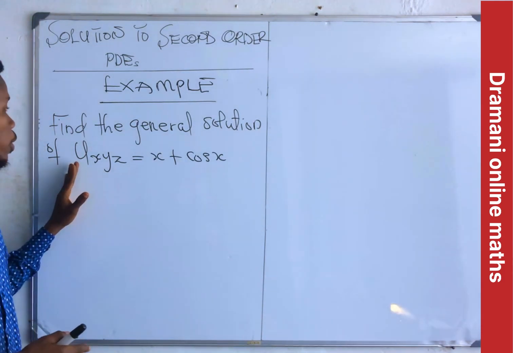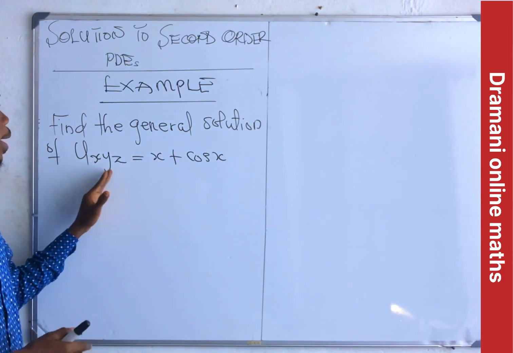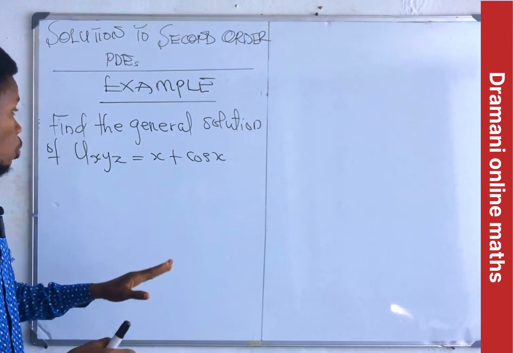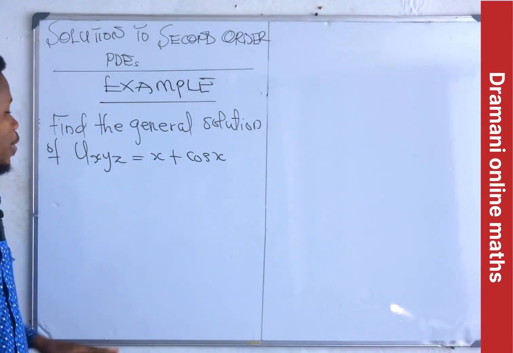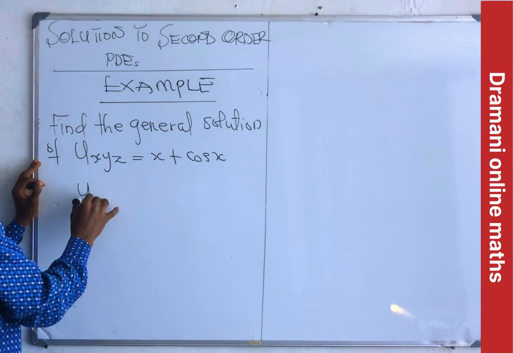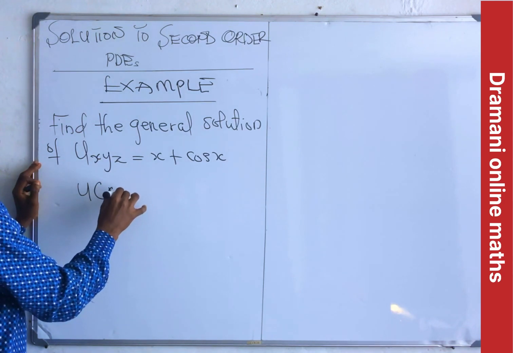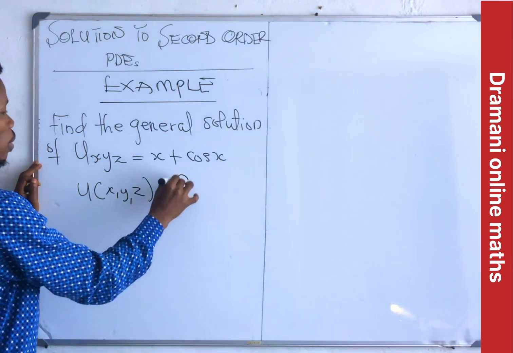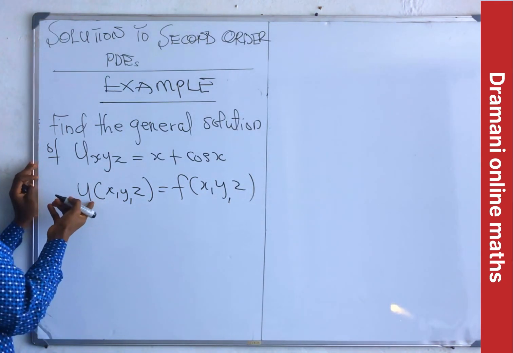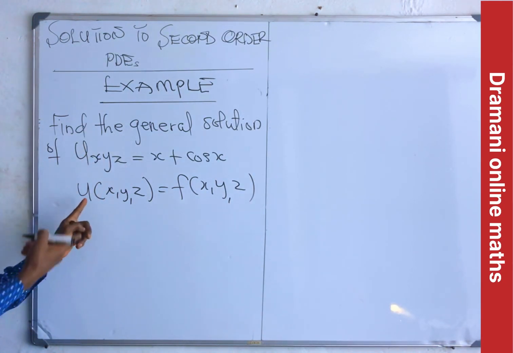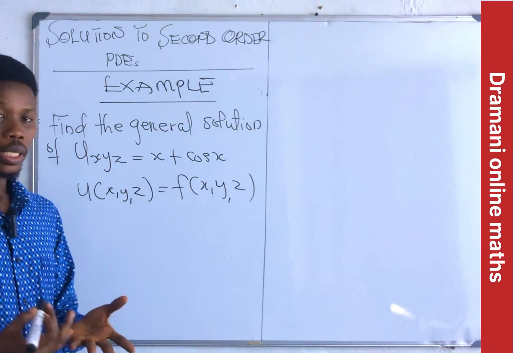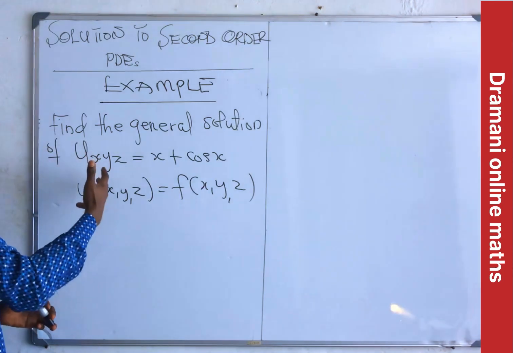Now let's look at the second example. Let's see how we can solve this. Find the general solution of uxyz equals x plus cos x. So if you want to do this, we are interested in getting u as a function of x, y, z, which means reversing this back to this. And we said that the reverse form of differentiation is integration. This has been differentiated 3 times.